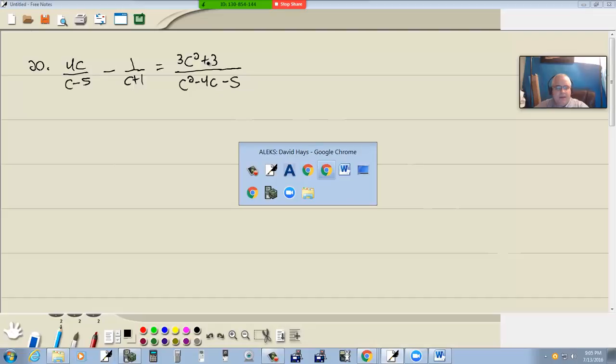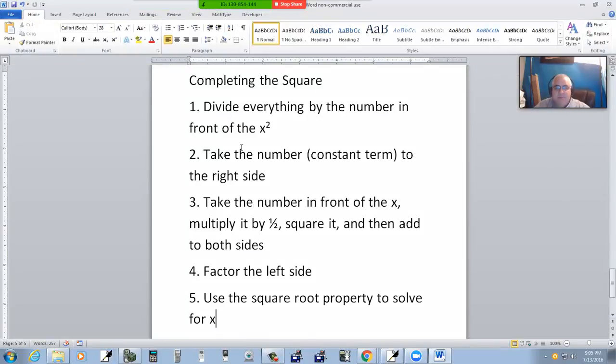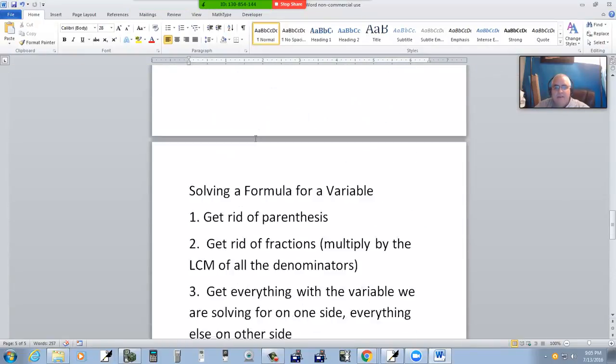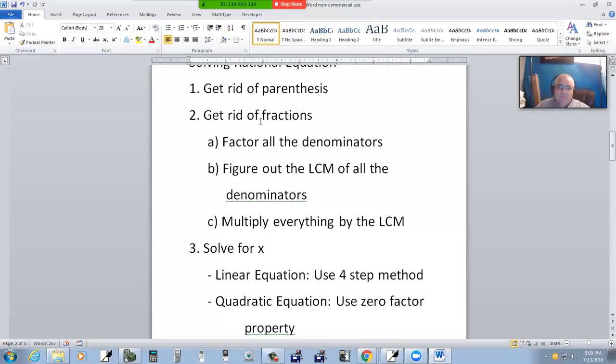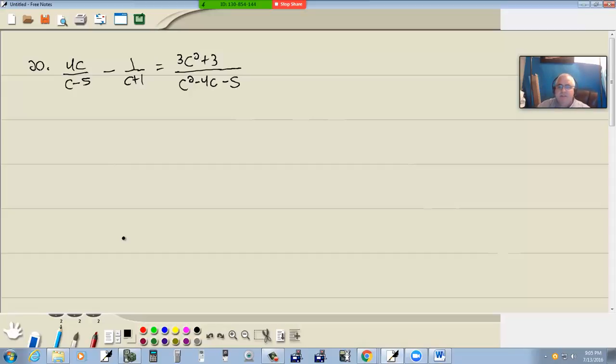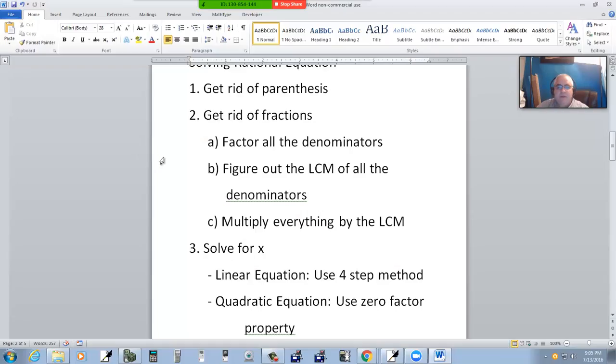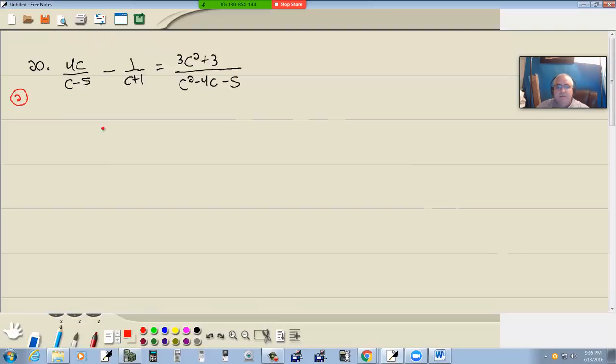Okay. Now the difference between these and the ones we saw before: those ended up giving you a linear equation. These will potentially end up giving you a quadratic equation. Okay, so let's go through our steps. First step is get rid of parentheses. Don't have any. Second step, get rid of fractions. And then A is factor all the denominators. C minus 5, C plus 1 we can't do anything with, but this is PSD because we have C squared, C, no C, and there's no number in front of our C squared.